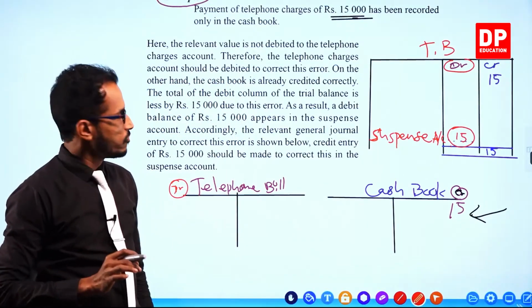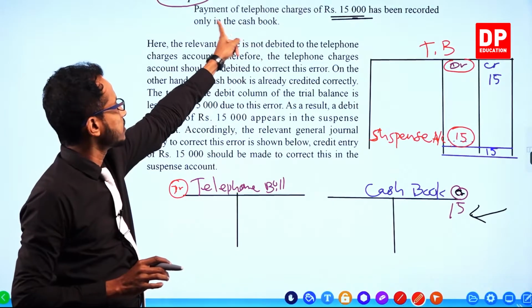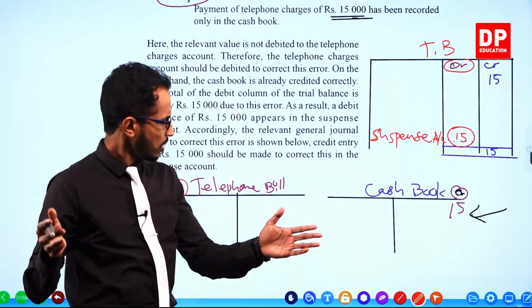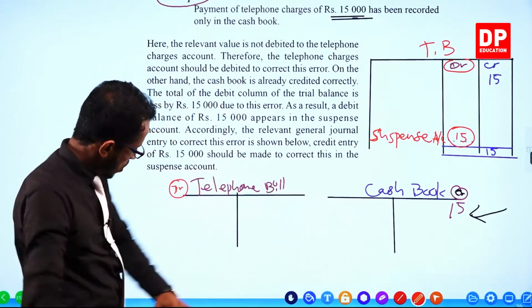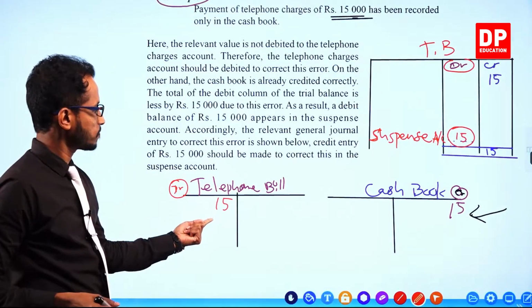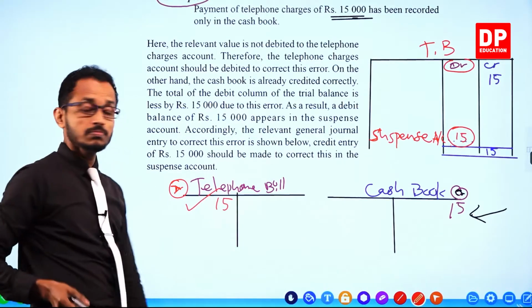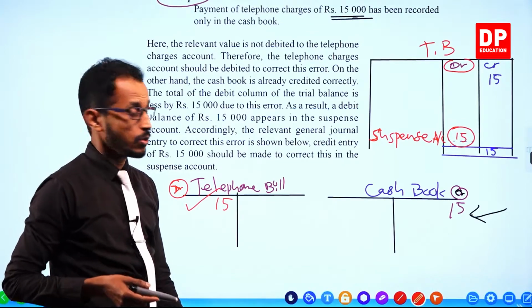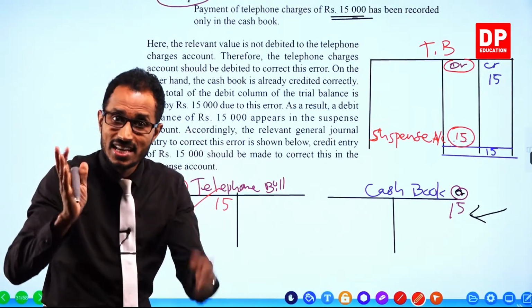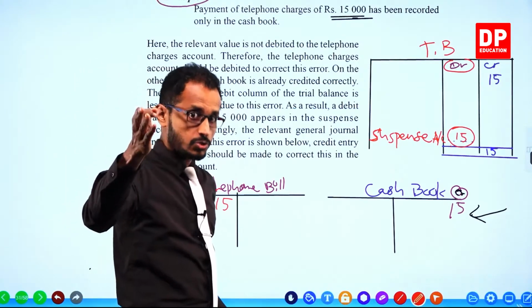Now children, we got the error out. This is the error. And we corrected it. Well, no, we still didn't correct. We'll correct it now. We enter the missing figure into the correct account. Telephone bill account, debit side 15,000. And it's correct now. But you know that when we correct errors, we must show the double entry in the general journal. You know that.